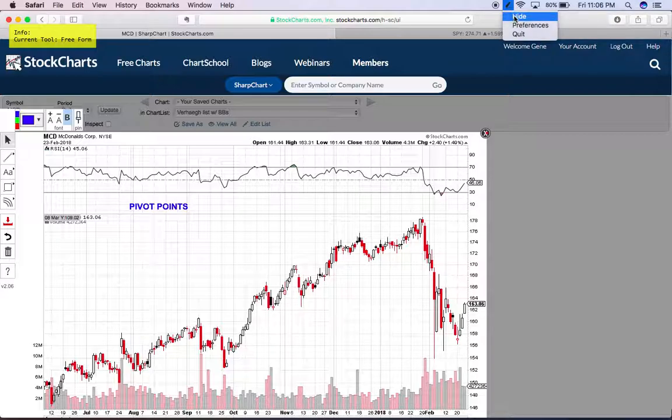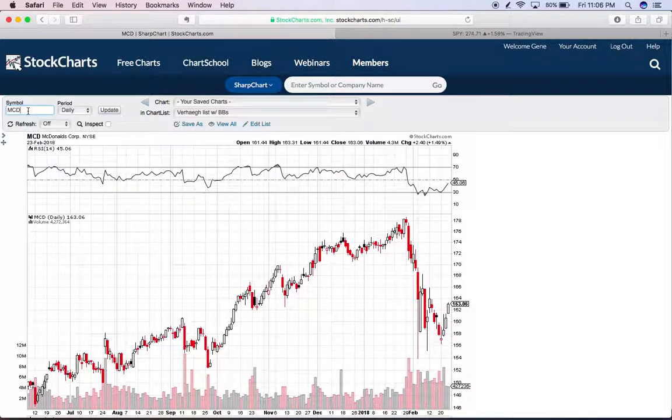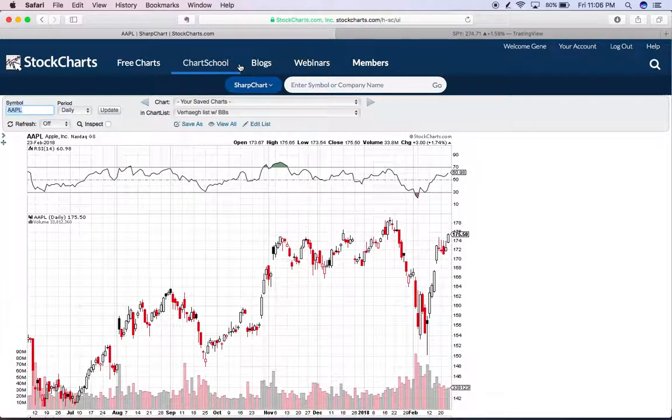The McDonald's chart. I got some others to show you. Let me get out of this, and let's go to Apple. And Apple has several pivot points on it. In January, we have a pivot point here. There's a high, lower high here, lower high here, goes down.